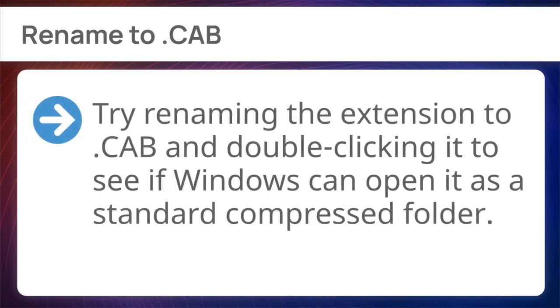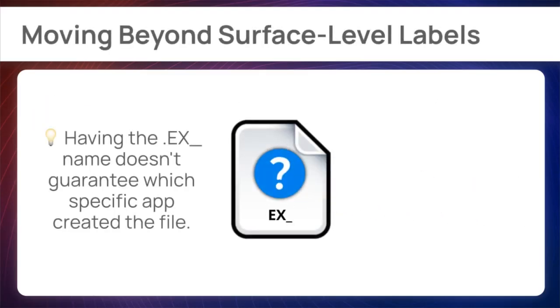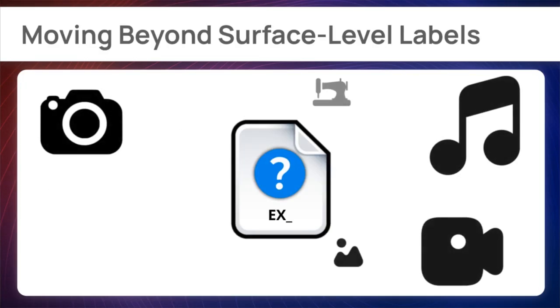Try renaming the extension to cab and double-clicking it to see if Windows can open it as a standard compressed folder. If compatibility checks failed, it is likely because the EX name is shared by different developers for unrelated formats, causing your PC to use the wrong reading language.